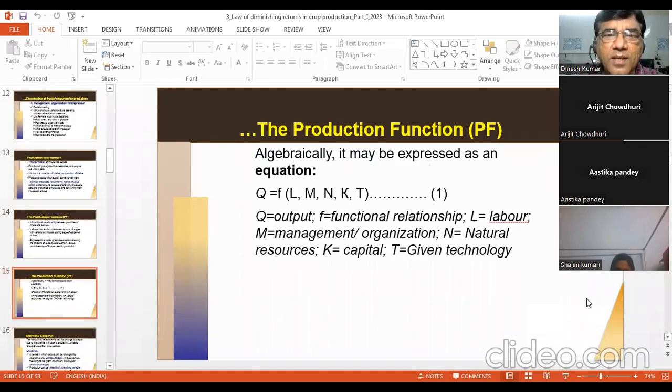Now the production function, you can see what are the different components of the production function. Algebraically, it may be expressed as an equation. For example, Q is equal to F, where F is your function, of L, your labor, M, your management or organization, N, natural resources, K, normally represented by capital, and T, given technology. So therefore, you can see five factors of production are there. So output is the result of interaction of all these five factors. So this is a kind of production function.